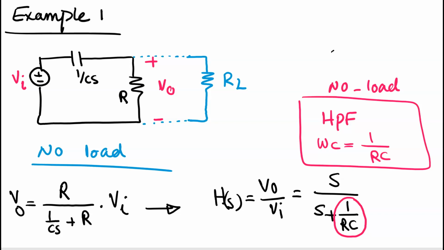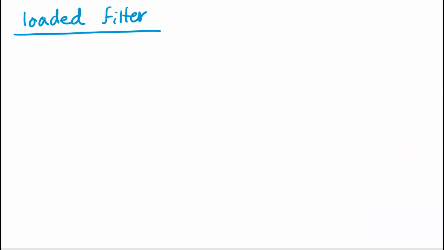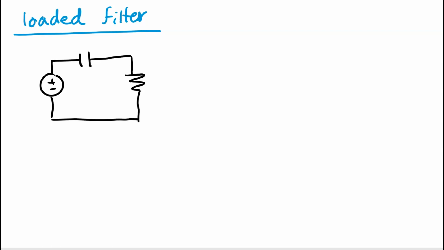Now the next scenario that we would like to look at is full load, or let's call it the loaded filter. We want to see what will happen. So what I'm going to do is that if I have R and RL in parallel, then I can redraw my circuit in this form. This is my VI, which is connected to the capacitor, and then a resistor, which is equal to RL in parallel with R, and I have VI here, and this is my VO.